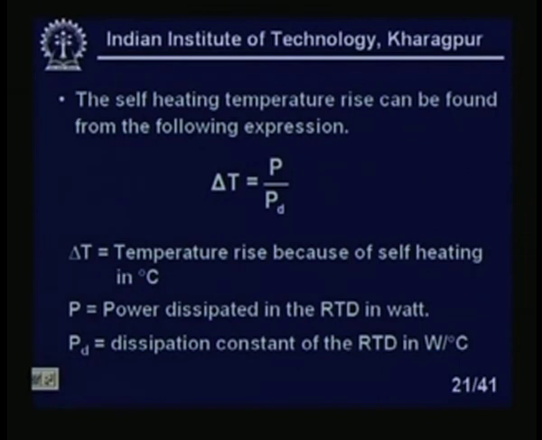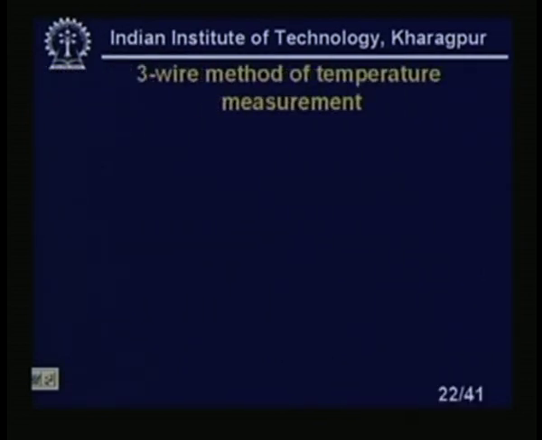Now, all this will control the minimum resolution with which we can take the measurements, because if P is fixed and PD is fixed, then delta T is fixed. In that sense I can reduce it, but the self heating temperature error will control the resolution of your instrument or resolution of your thermometer.